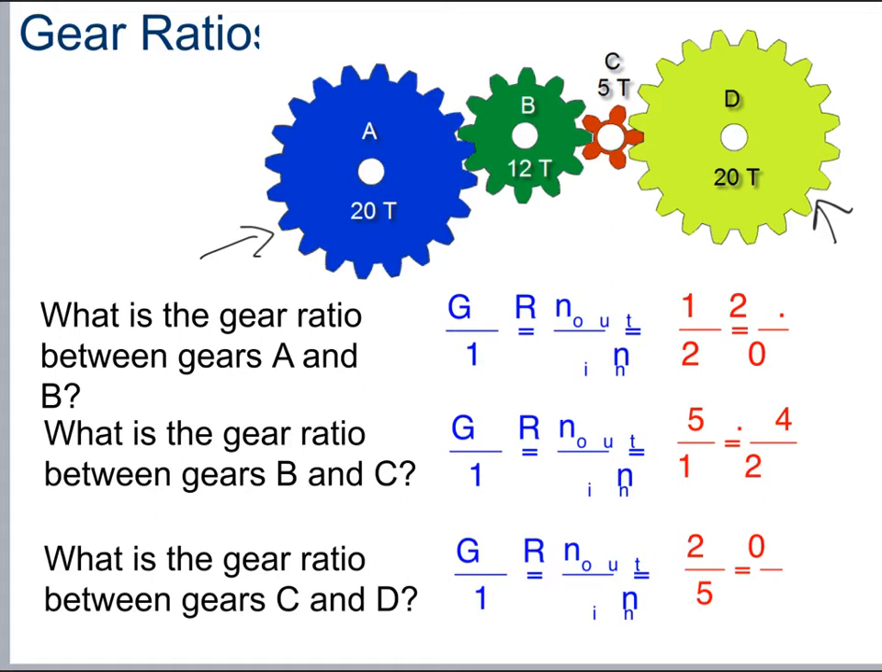What is the gear ratio between B and C? Same thing. Output gear is 5 teeth, input gear is 12 teeth, so 5 over 12. What is the gear ratio between gears C and D? 20 teeth over 5 teeth, which reduces down to a gear ratio of 4. Again, no units for gear ratios, similar to mechanical advantage.